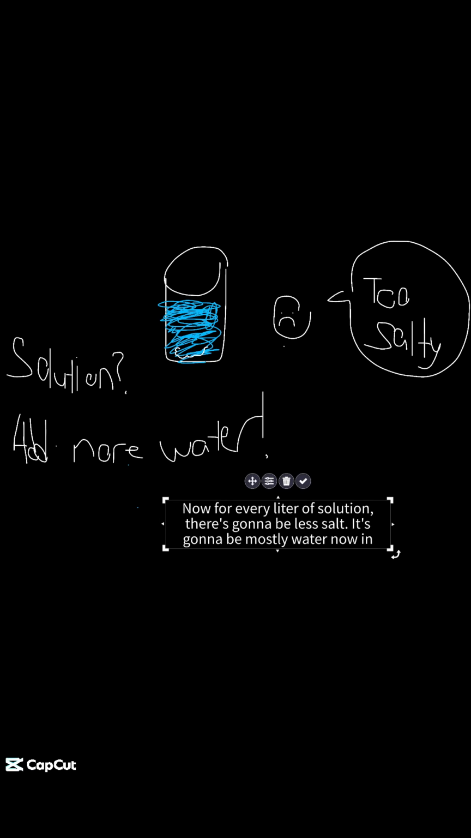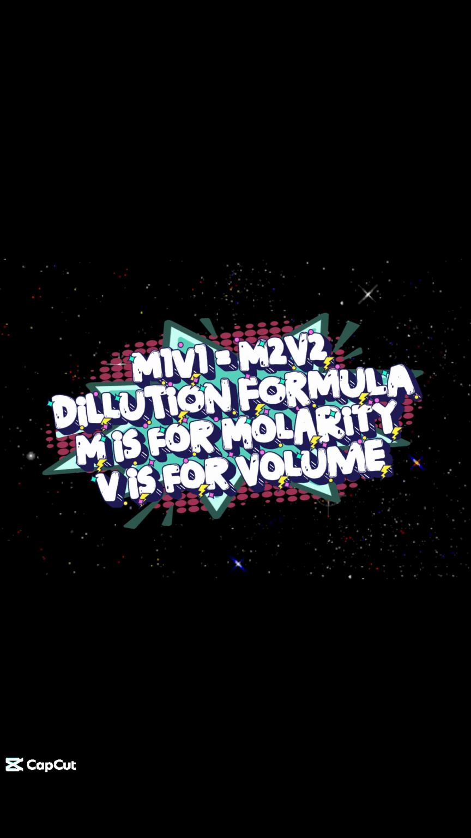And the formula for dilution is M1V1 = M2V2. All right, and this is based on the fact that you're just adding more water into the solution. The amount of moles that you have of salt does not change.